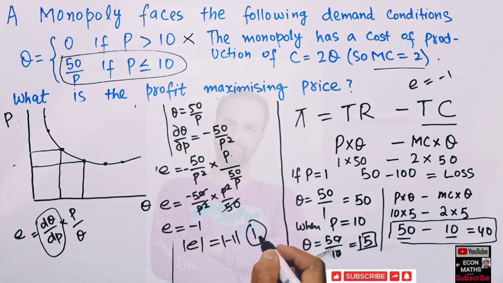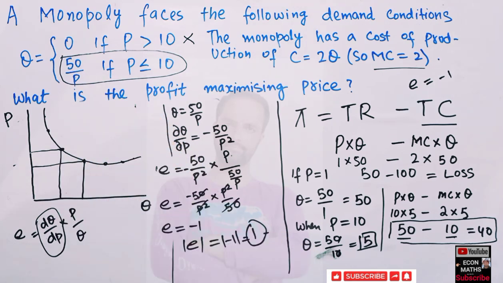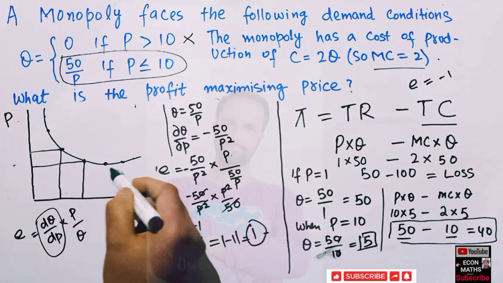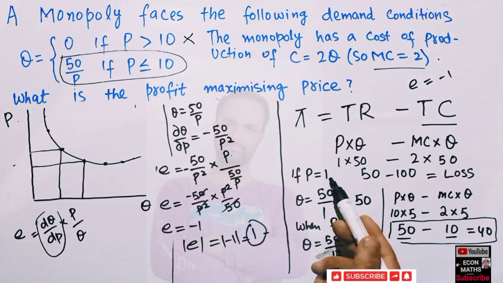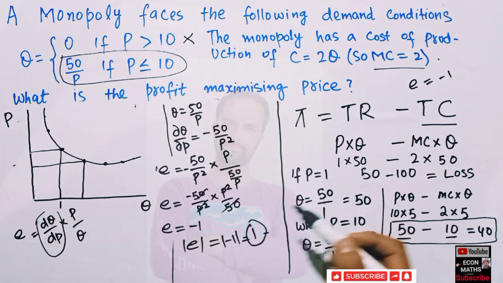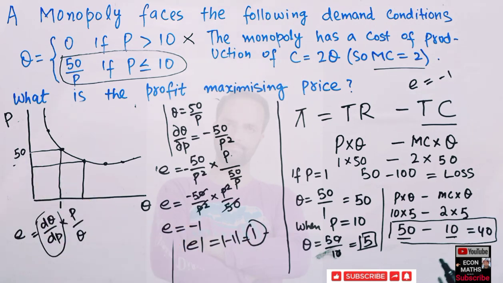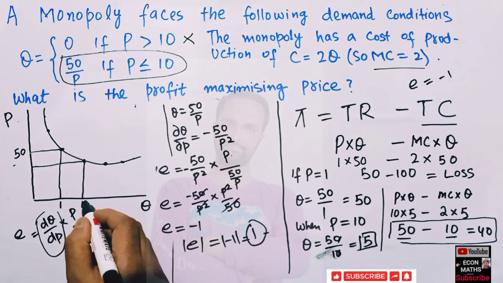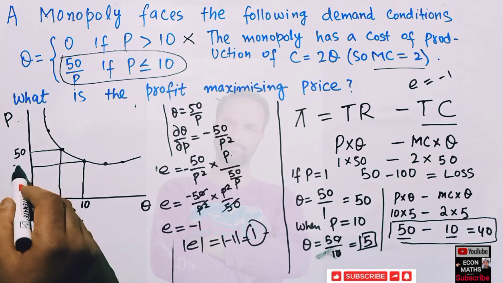So we get a unitary elastic demand curve, and this is our unitary elastic demand curve, where total revenue is the same on each of these points, okay. By total revenue you can also see when price was 1, quantity demanded was 50, okay, and when price was 10, quantity demanded was 5, okay.